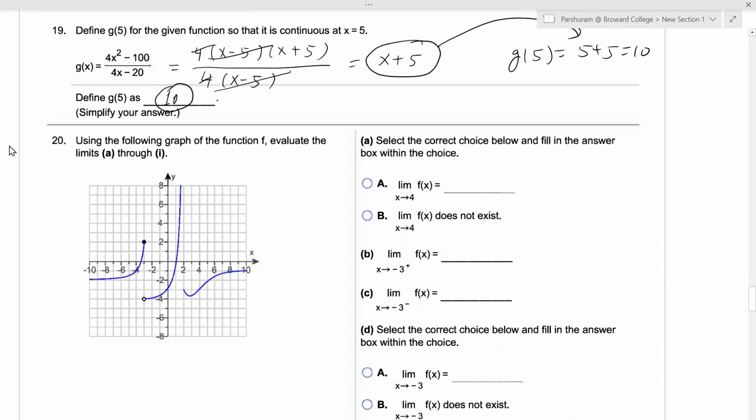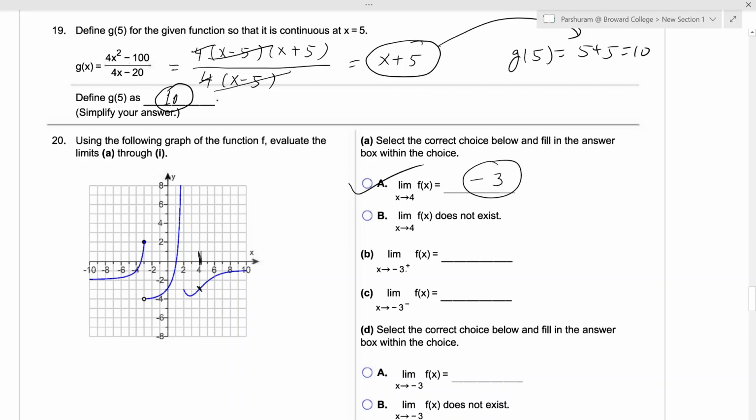Let's go to problem 20. Use this graph to answer this question. Find the limit of f of x when x equals 4. Select the correct choice below and fill in the answer box within the choice. So look at the 4 here, and the limit of the function when x equals 4, you can see that it's -3. This is -3. So this is the right answer.